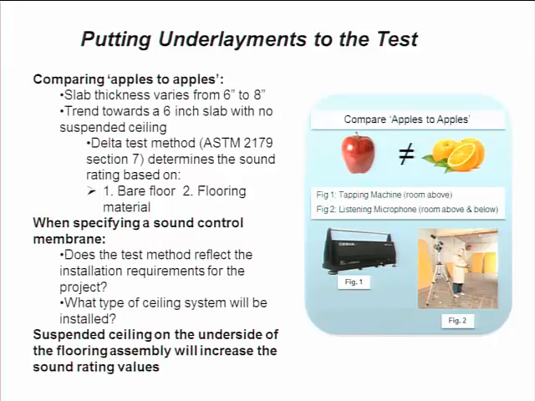And that's the importance that I look at, is compare apples to apples when you're looking at the information and the system that you are working with. The trend is towards a 6-inch slab with no suspended ceiling, but there are other systems out there. The delta, as we talked about, is very important, and probably the best way to compare one system to another. When specifying the sound control membrane, does the test method reflect the installation requirements of the project? That's the biggest question that you need to ask yourself and of most relevance as we're talking about sound.